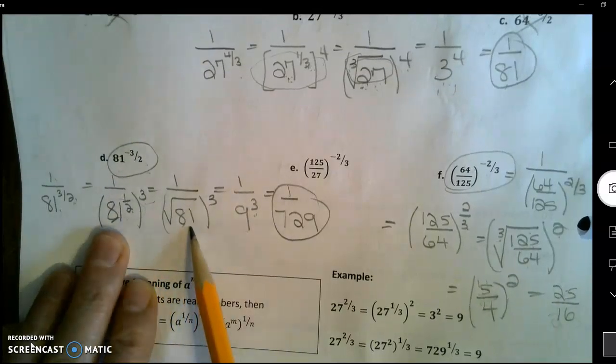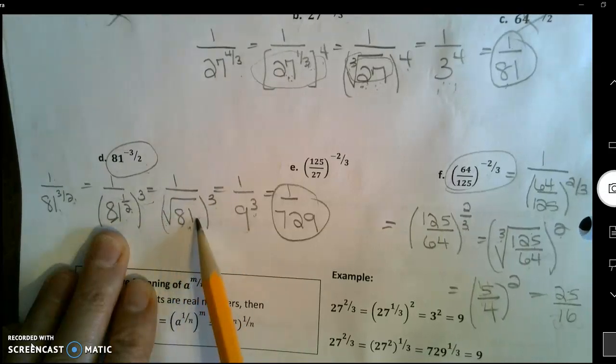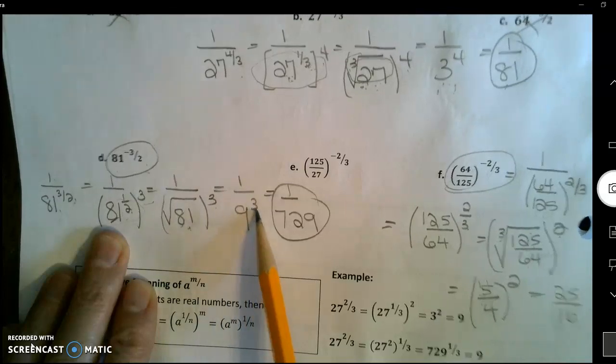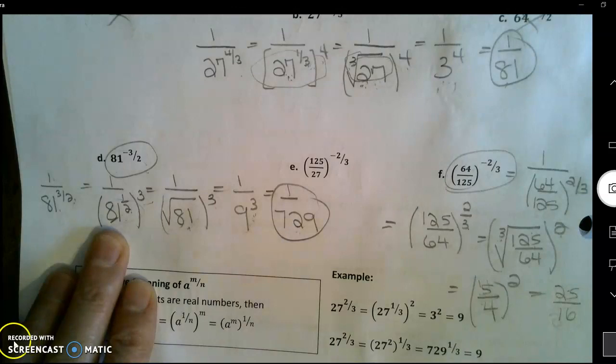In radical notation, it means the square root of 81. And then we're going to cube that. The square root of 81 is 9, and then 9 cubed is 729. So the answer is 1 over 729.